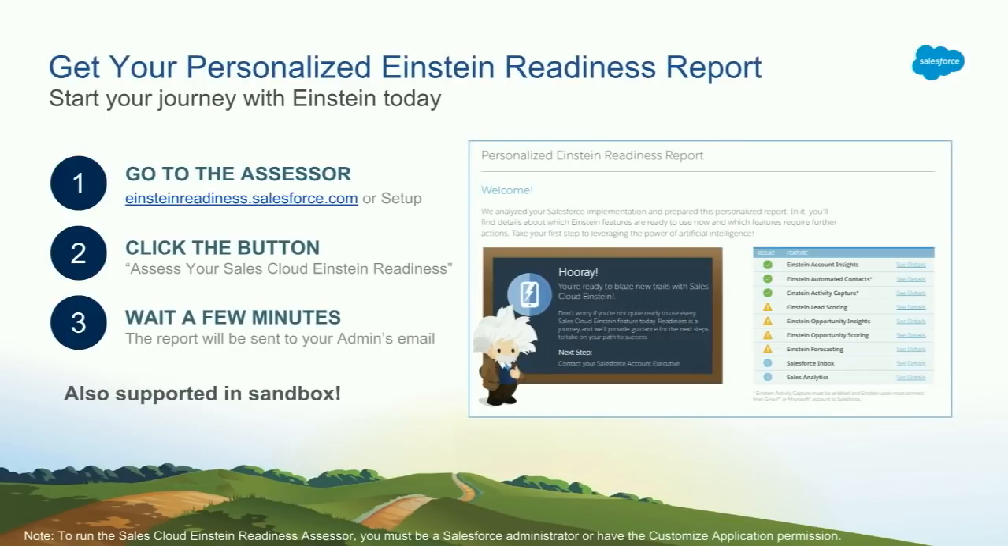Now, you're probably all sitting there thinking, I really should be turning on Einstein for my org. All of these features seem too good to be true, but how do I know if Einstein's right? I mentioned a lot about data and how important it is to have data in your CRM. And the great news is we have a Sales Cloud Einstein Readiness report. So today you can log in and run the assessor, and it will analyze your org and create a personalized Einstein Readiness report to tell you which Einstein features you're ready for today and which might need a little bit more work.